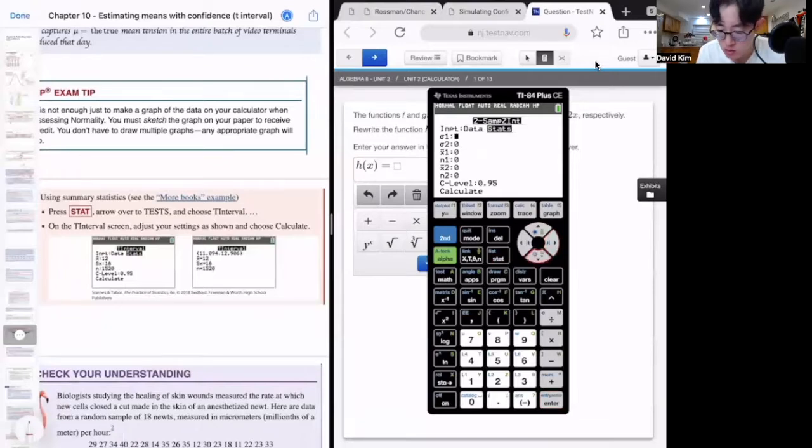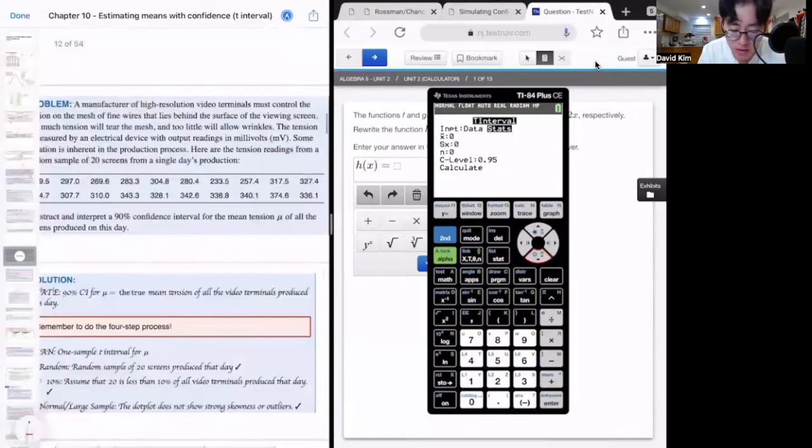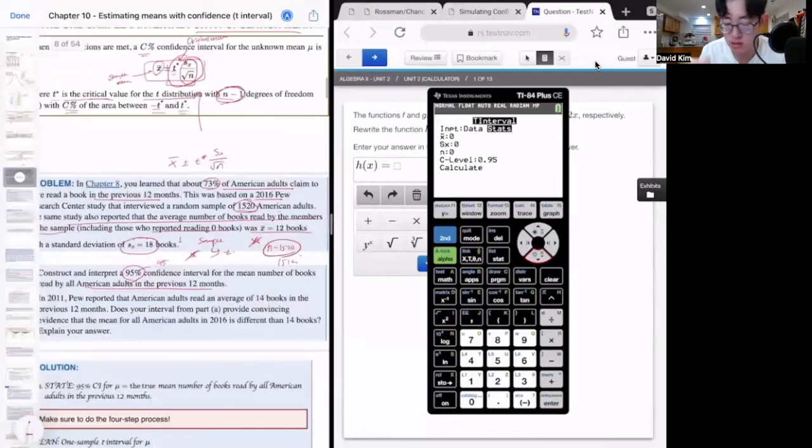So we're going to go to T-Interval. All right, so we're going to go to stats. Everything that's given to us, such as the mean of x, the sample standard deviation, we're just going to type them in. So 12 books and then 18 books here, and n was 1520.